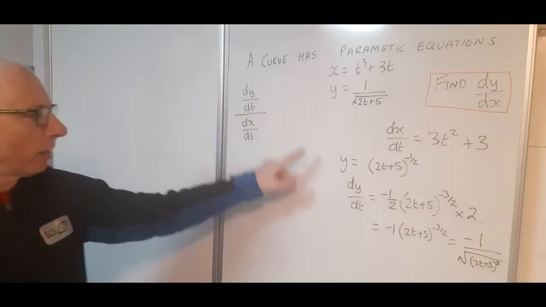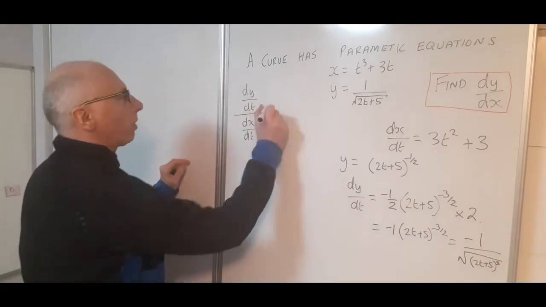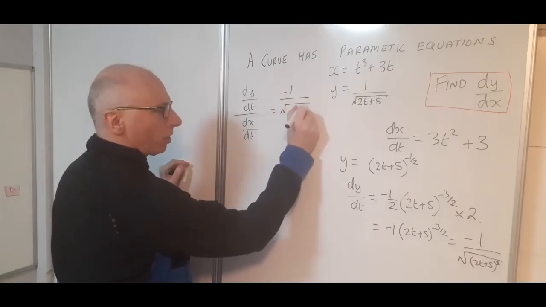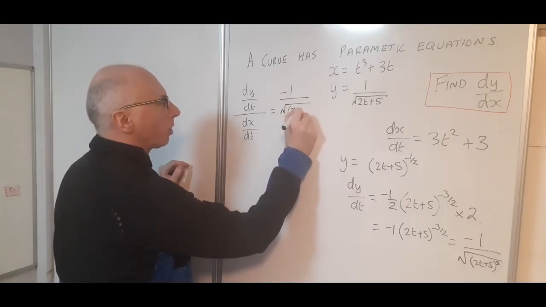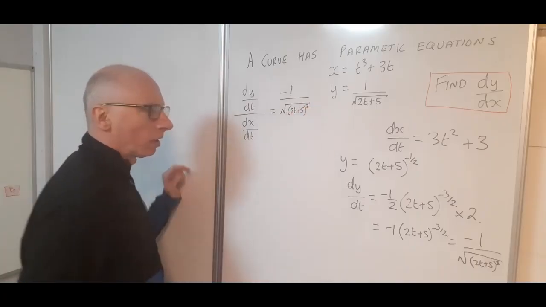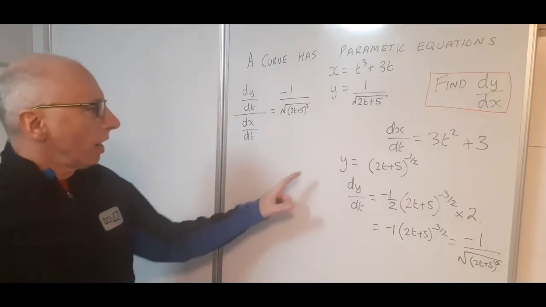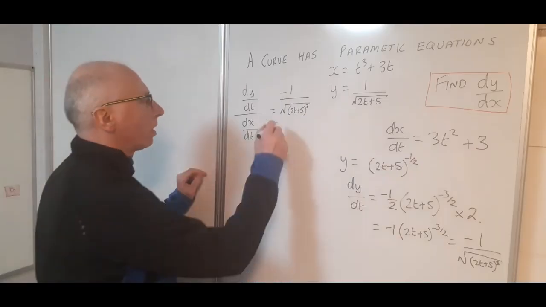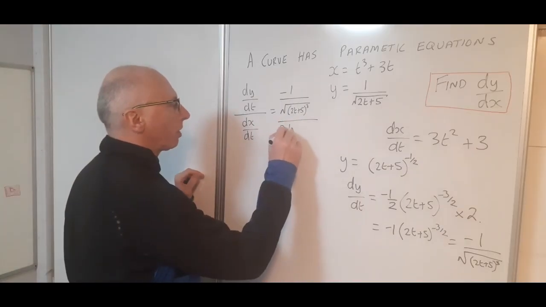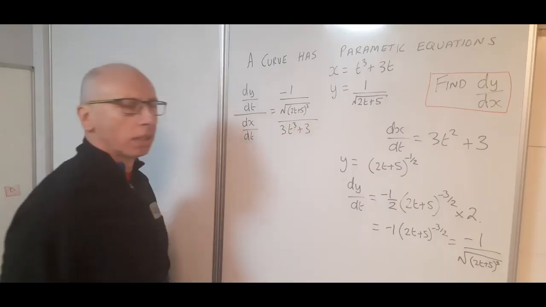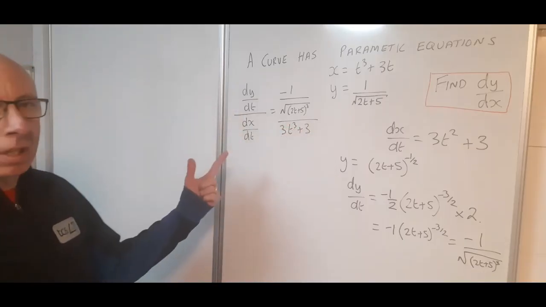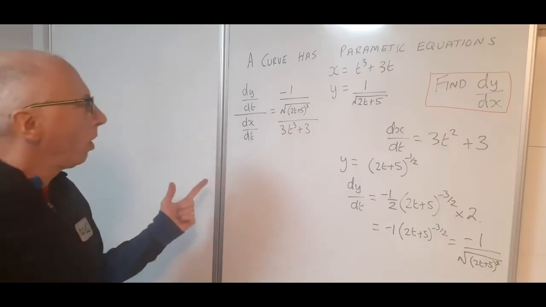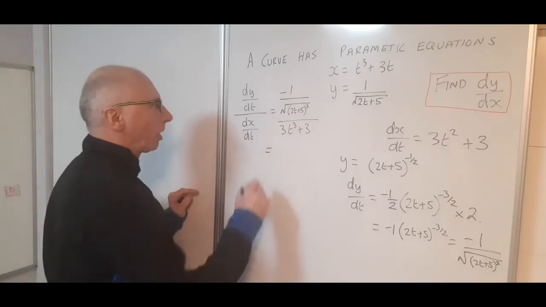So now let's write that out in terms of our dy/dt over dx/dt. So that's this stuff, so I've got minus 1 over square root 2t plus 5 cubed. So that takes care of that. Then my dx/dt is 3t squared plus 3. So that's divided by 3t squared plus 3. Okay, now we can simplify this. We can just simply bring that down into the denominator and write it as one fraction, because that's still a little bit clumsy looking.